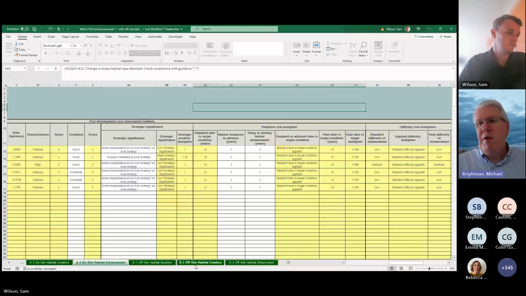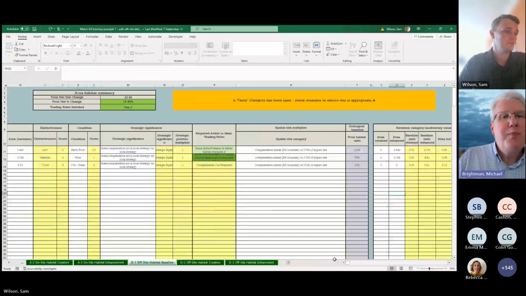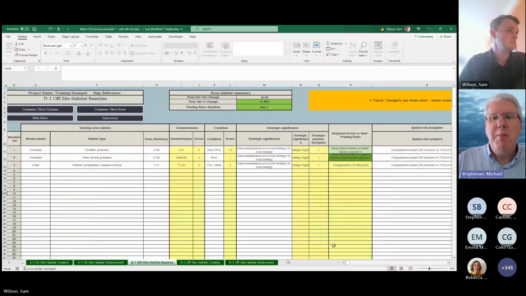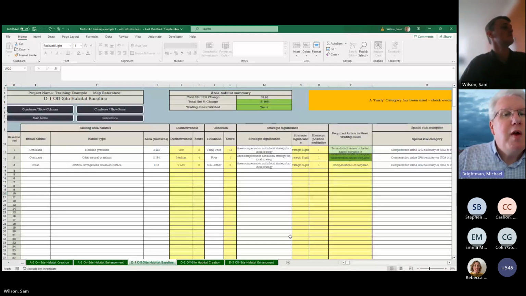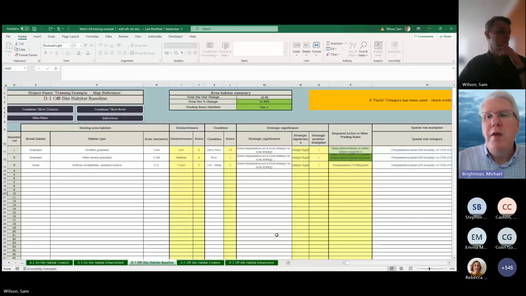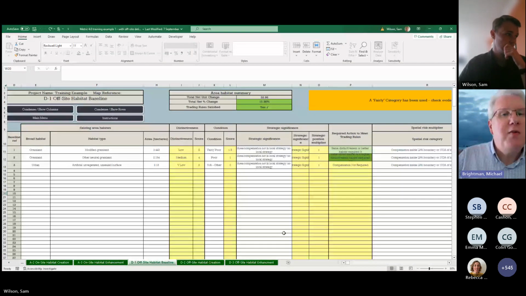So remember, where you're delivering units offsite, 2 further calculations are required. First of all, the baseline calculation for the land on which you're going to deliver biodiversity units. So you need to find out the baseline first. So that's D1. And you'll see here just 3 habitat parcels on our baseline for offsite. So modified grassland, other neutral grassland, and artificial unsealed surface. And you'll see that artificial unvegetated unsealed surface has an area of 2.13 hectares.